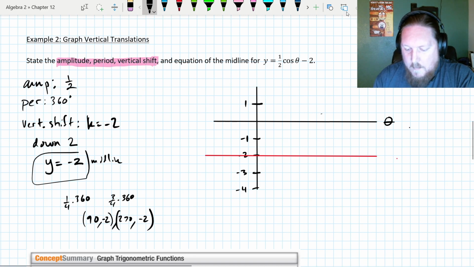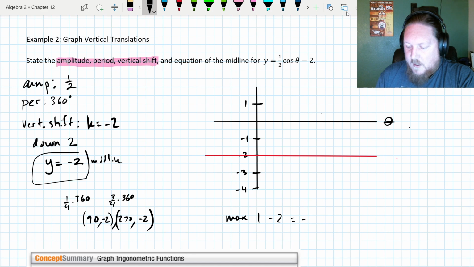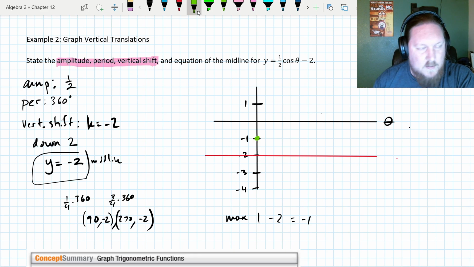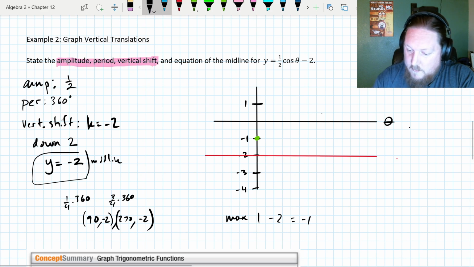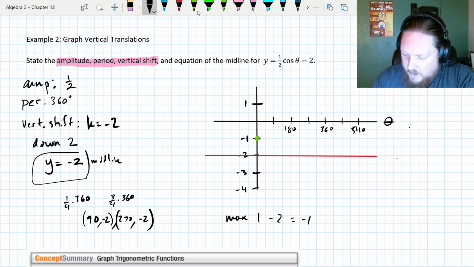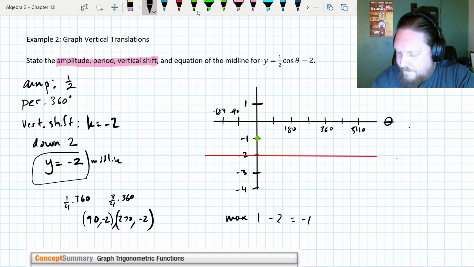And here's the thing. Before, on a normal cosine, we know that the max was 1. Well, now I just subtract 2 from that and I get -1. So let me draw this one in green. Cosine, I know it starts at the max there, -1. Oh, I forgot to, I'll just do my standard 90, 180, 270, 360, and then 540. I'll do my standard period breaks here. There's 90, -90, -180.